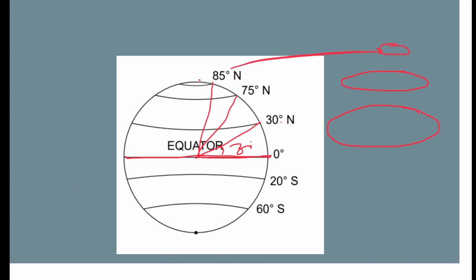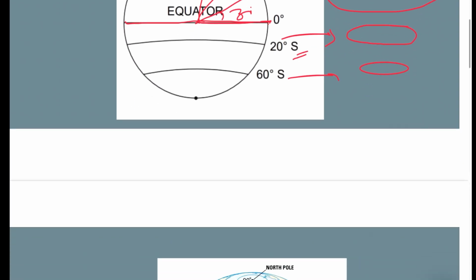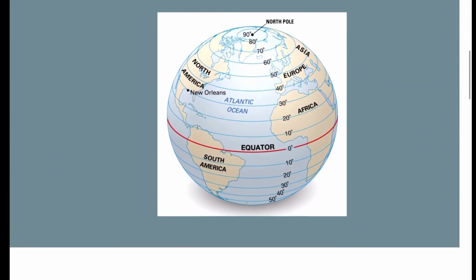Okay, so same for the southern hemisphere, and for 60 degree this will be like this. So in the next image we will see how it will look. The longest line that was drawn at 0 degree will be called the equator. That will be the largest circle, so we call it the equator.